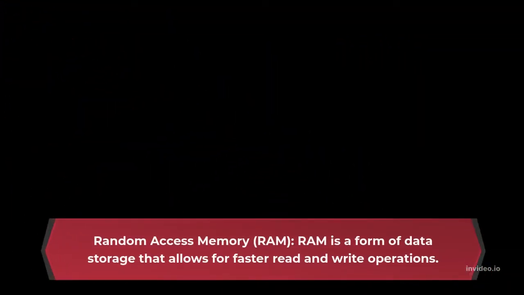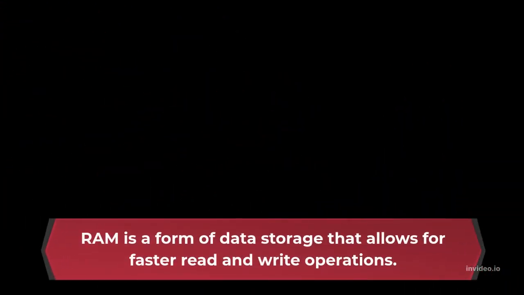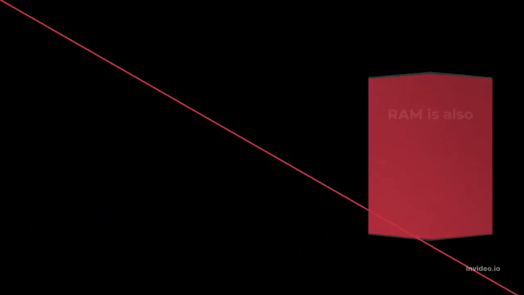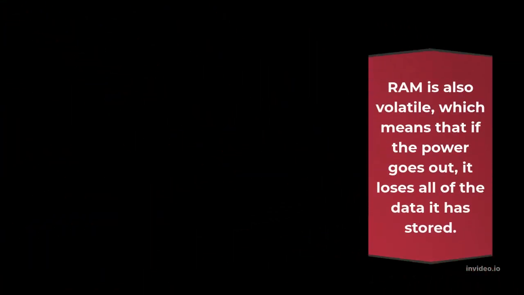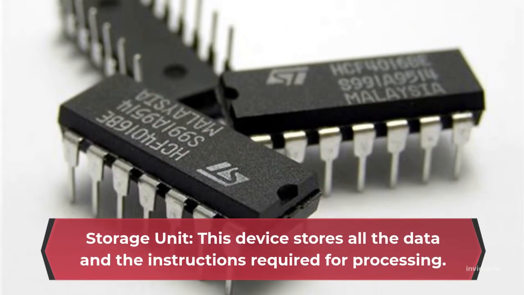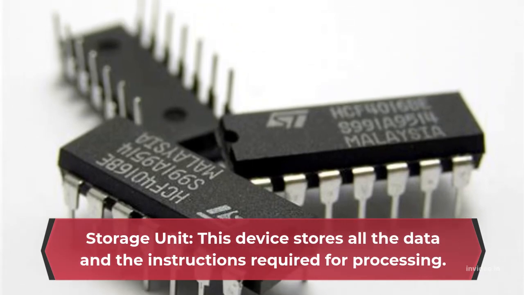Random Access Memory, RAM. RAM is a form of data storage that allows for faster read and write operations. RAM is also volatile, which means that if the power goes out, it loses all of the data it has stored. Storage unit. This device stores all the data and the instructions required for processing.